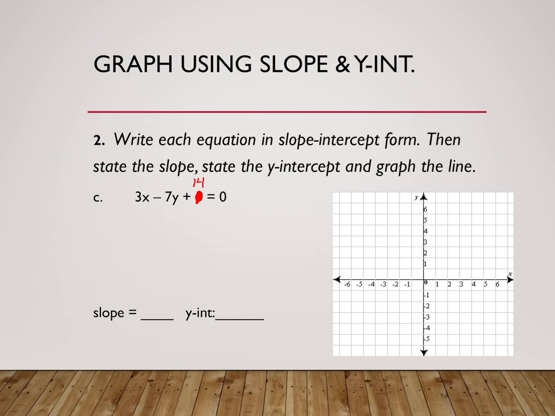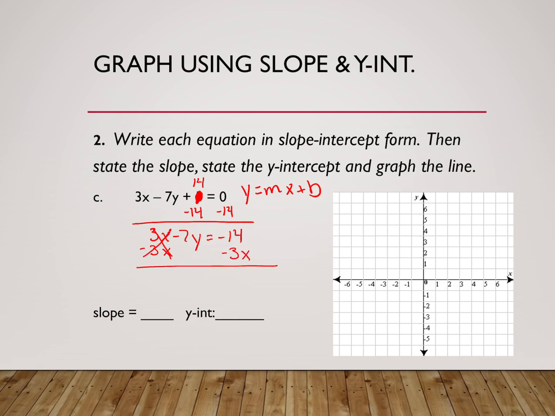So again, we're going to put this in slope-intercept form, y equals mx plus b. The b is the number by itself, so that's our 14. Let's move it over first. So I have 3x minus 7y equals -14. Then I also need the x part over here, so I'm going to subtract the 3x. So they cancel here, and I still have negative 7y equals negative 3x minus 14.